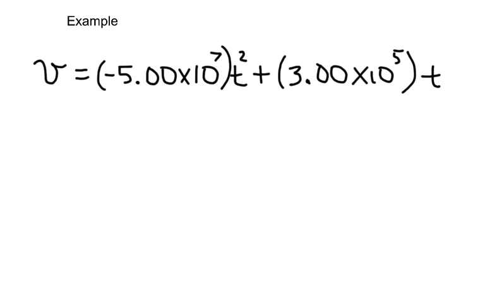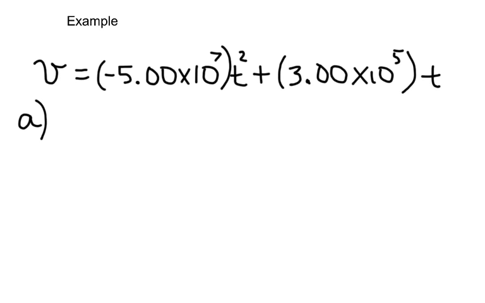So let's do an example. The speed of a bullet as it travels down the barrel of a rifle toward the opening is given by the equation I have here, where v is in meters per second and t is in seconds. The acceleration of the bullet just as it leaves the barrel is 0.